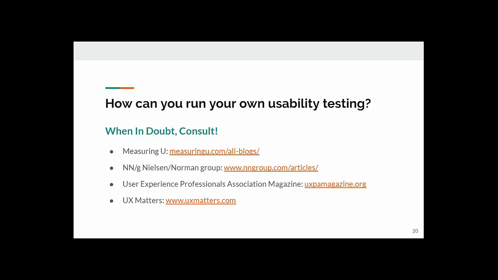User Experience Professionals Association has a magazine in which they have peer-reviewed articles that are really interesting about the different research that's going on in user experience more broadly. And UX Matters is a great resource just for user experience more broadly. They cover usability, but they also cover other things like personas or journey mapping, focus groups, all these different ways of getting user feedback beyond just usability.